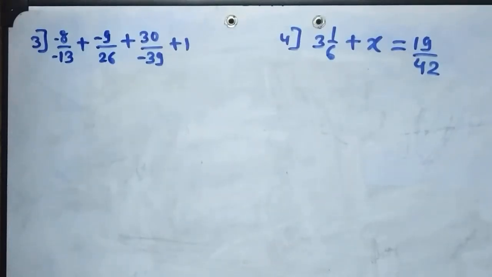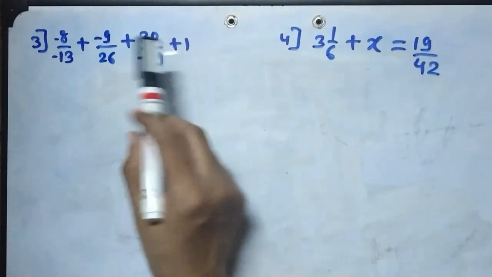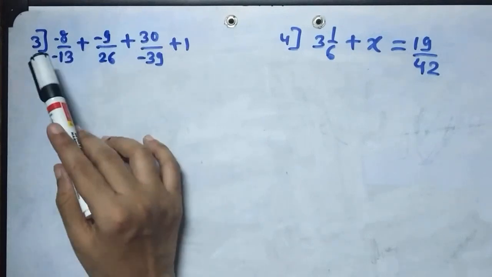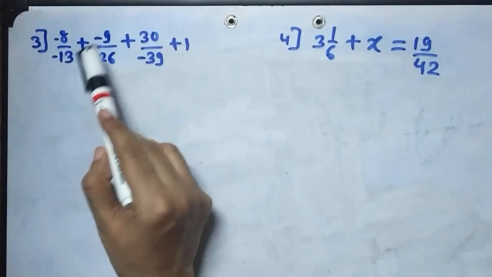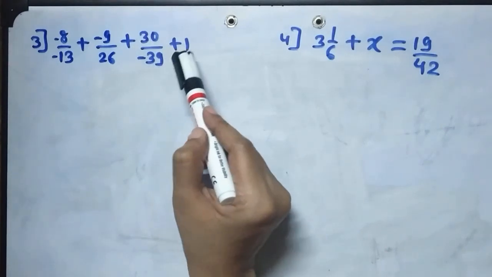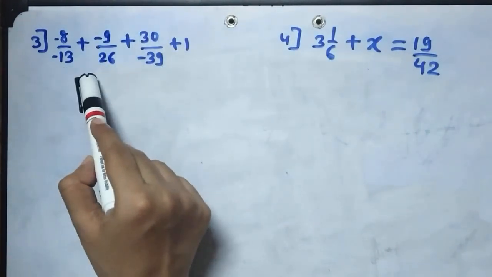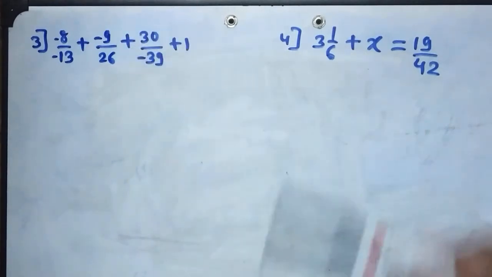So friends, now let's move to the next question. We need to evaluate these rational numbers. First of all, we'll observe the question: minus 8 by minus 13 plus minus 9 by 26 plus 30 upon minus 39 plus 1. Here we can see these denominators are unequal, so we'll make them equal.